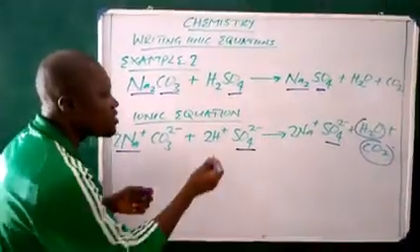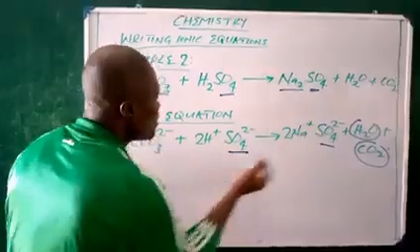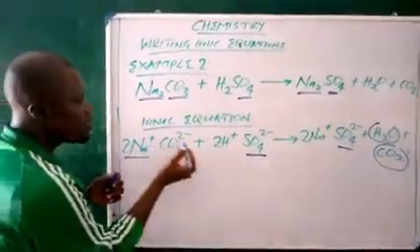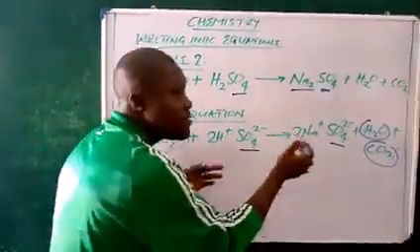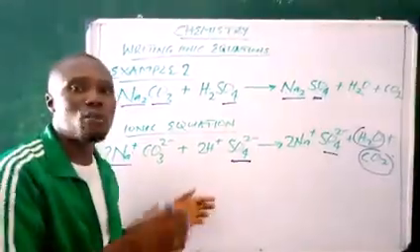Our rule number 3 is that the number of ions must be the same on both sides. So if you look at here, this is 2 plus, this is also 2 plus. If you look at here, 2 minus here, bring in everything here, you're going to see that the whole ions are the same on both sides. So I'm going to leave you with an assignment.